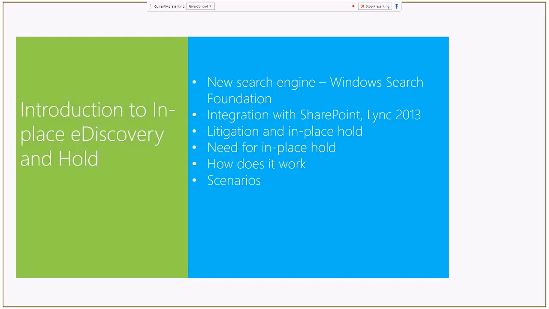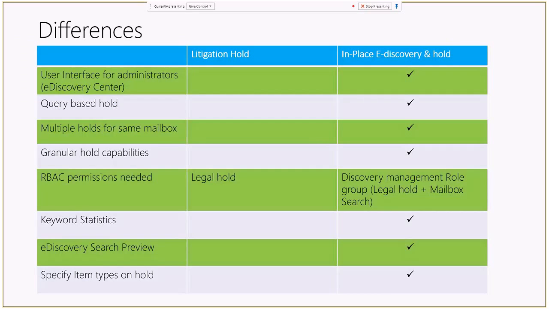All right, the differences between litigation hold and in-place hold. As I said, eDiscovery in-place hold in Exchange 2013 is a new feature that was part of the Exchange 2013 product, and we improved on several things as to how administrators interact with the product, as far as eDiscovery goes. So we now have a user interface for administrators, which is the eDiscovery center that you can see in the Exchange admin center if you log into your portal.